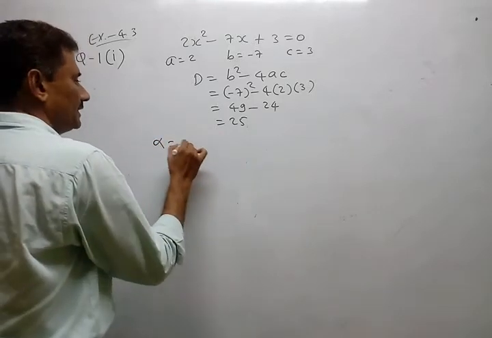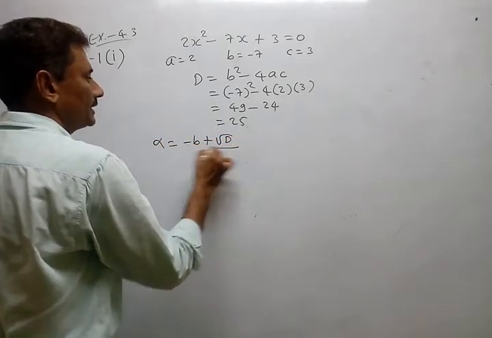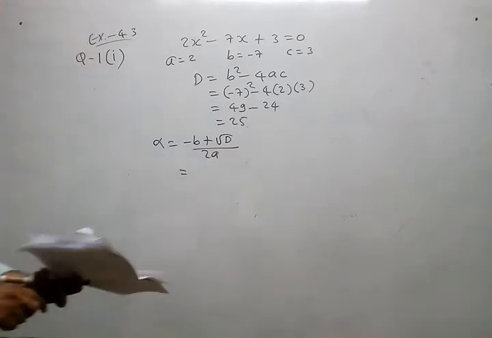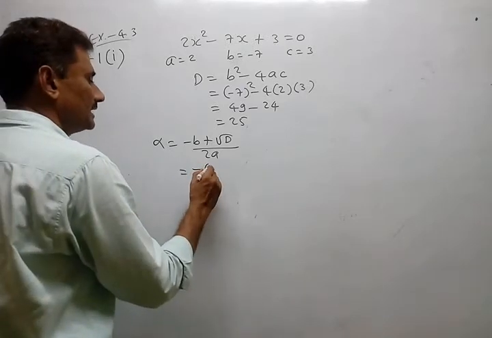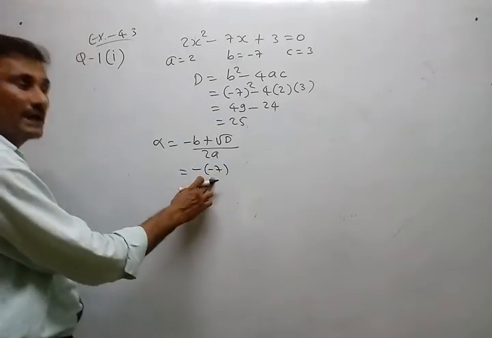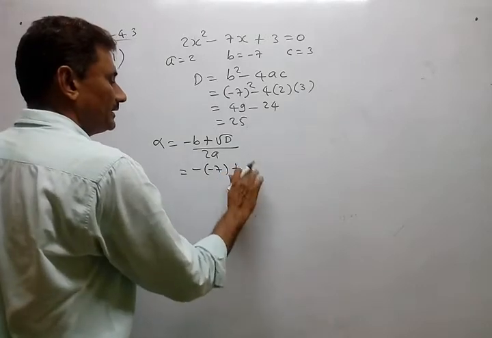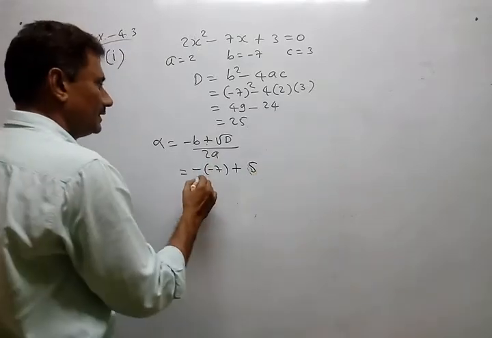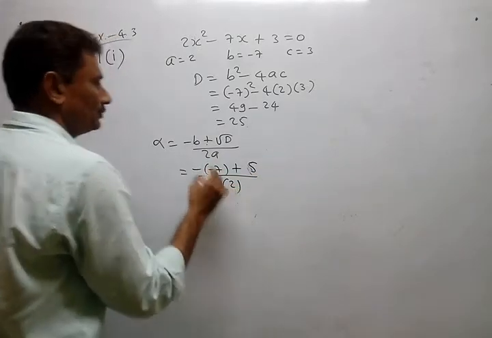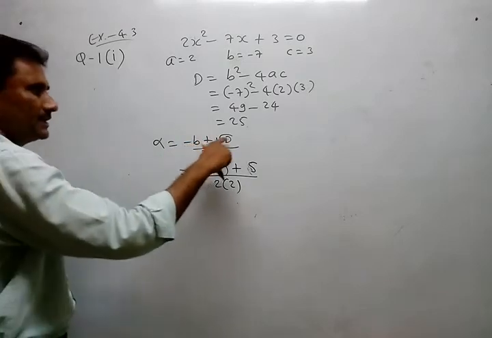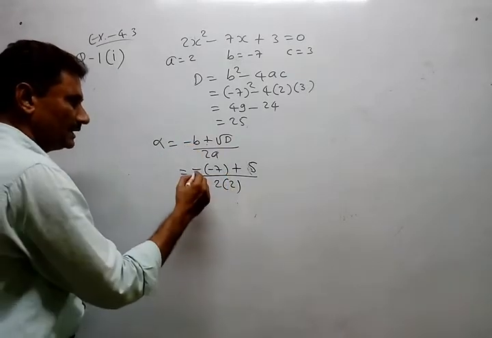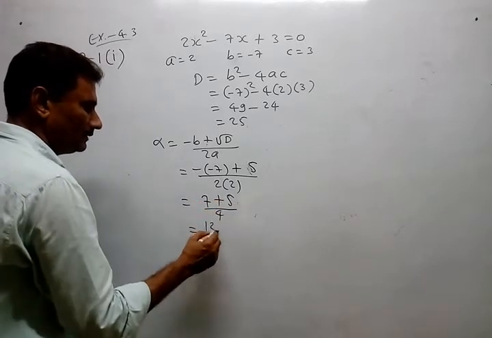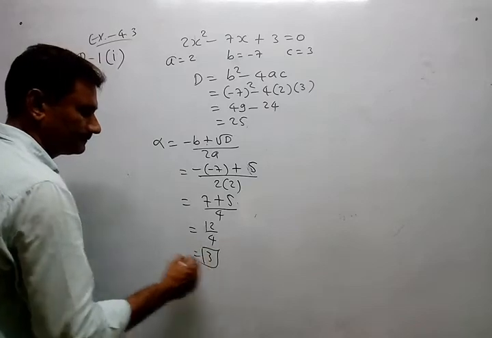Now write down alpha and beta, minus b plus root d upon 2a. Minus b is minus, and b itself is negative, so put in brackets. Plus here, write 5 only, not plus minus 5, because the sign already indicates two different cases. Upon 2 into 2 because a is 2. So b, d and a, all three values are there. So minus minus plus 7, 7 plus 5 upon 4, 12 upon 4, 3.